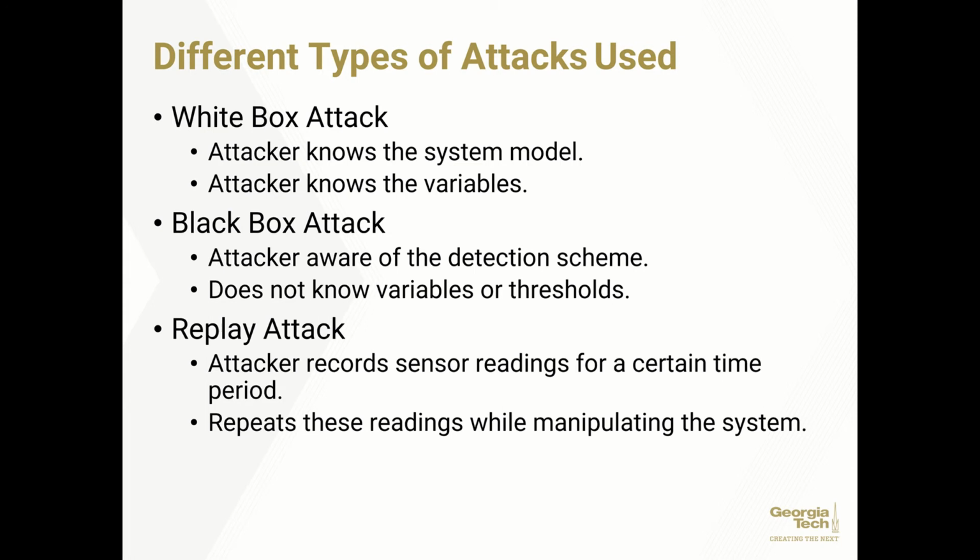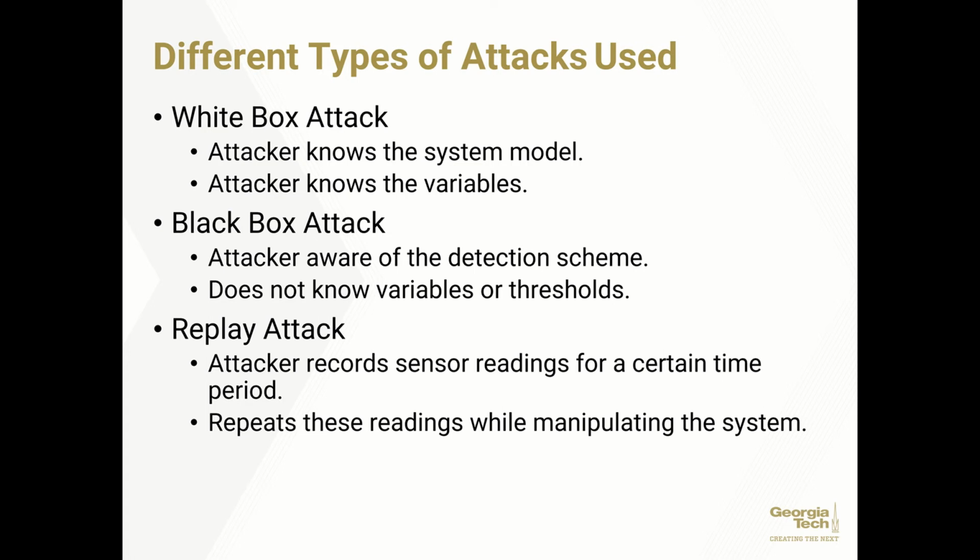The main types of attacks discussed in the paper include the white box attack, the black box attack, and the replay attack. In the case of a white box attack, the attacker is aware of the system model as well as system variables and thresholds. This allows the attacker to create a program to manipulate the system from the beginning and start an attack. Therefore, as soon as an attacker inserts themselves into the system, they can begin attacking.